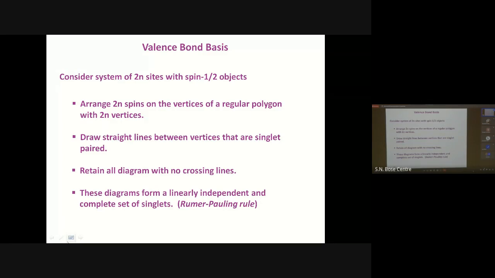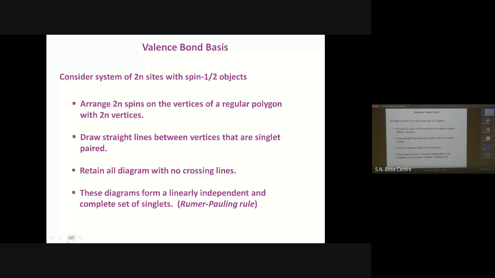3 and 4 is a singlet pair, draw a straight line between 3 and 4, and so forth. And there is what's called the Rumer-Pauling rule. It says you retain only diagrams with no crossing lines. Because if 1 and 3 are paired and 2 and 4 are paired, then you are going to have a crossing line, two crossing lines in the diagram.